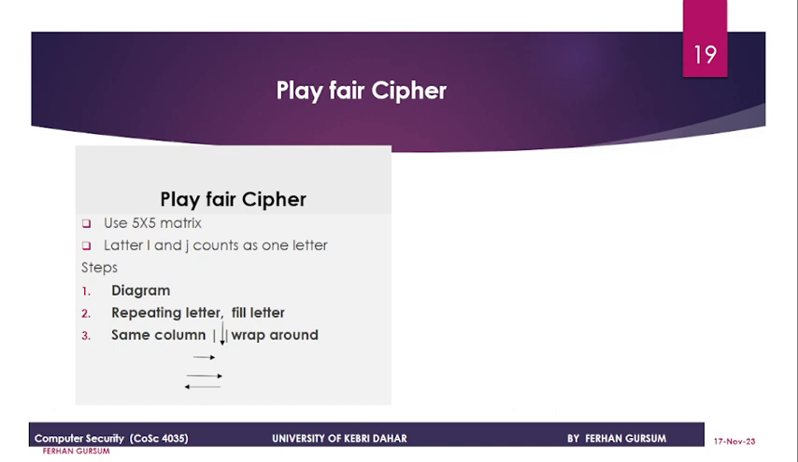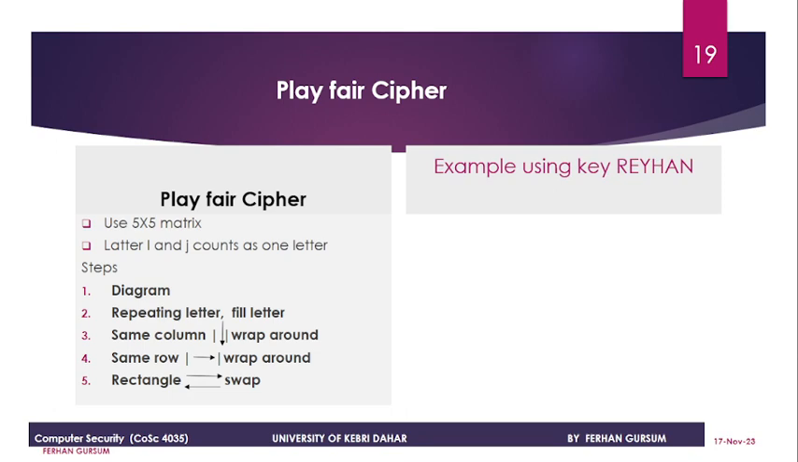So after we did this we have to come back to our table. If the letters are found in the same column, we have to wrap down, wrap around toward the arrow direction. If they are in the same row, we wrap around in the arrow direction, toward the right. This is the fifth step. If the letters are not found in the same column or the same row and form a rectangle, we have to swap. We will see this by example, okay.